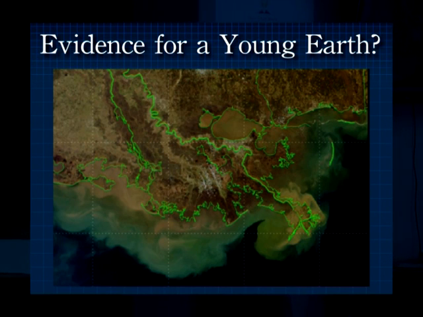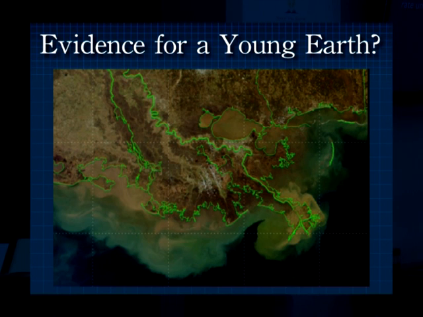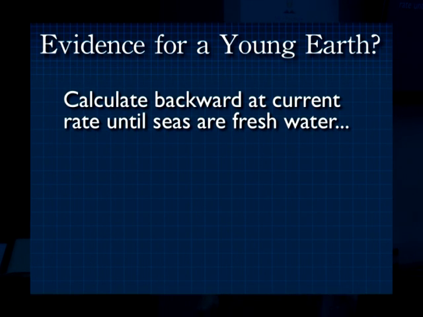You can see from a satellite image how the murkiness around the coastline is evidence of how sediment is seeping out from the Earth and going into the oceans. All right, well, let's just do the math again. You calculate backward.